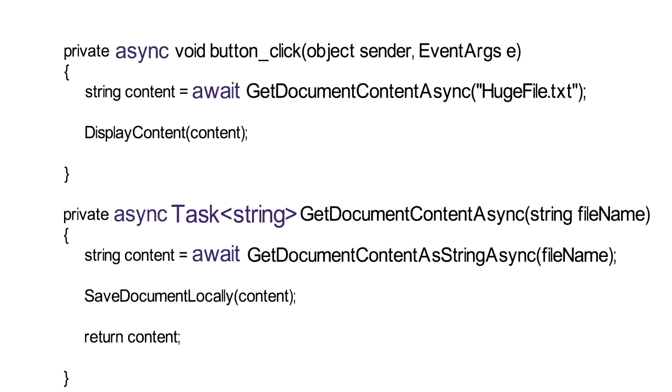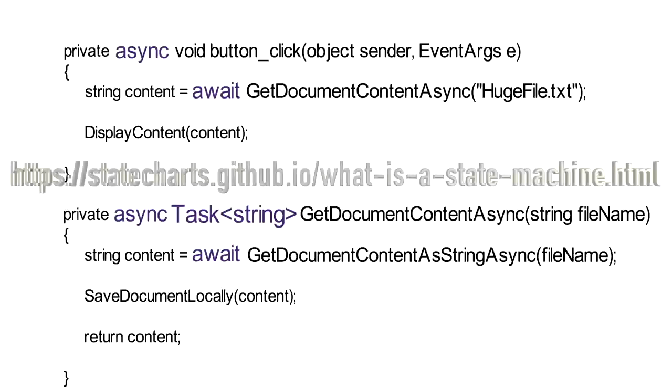While the relatively long operation invoked by the getDocumentContentAsString method is running, other operations can be performed by the user without negatively impacting the user's experience with the relevant application. Basically, the task object is a state machine. If you'd like a comprehensive explanation of what a state machine is, please navigate to this URL.